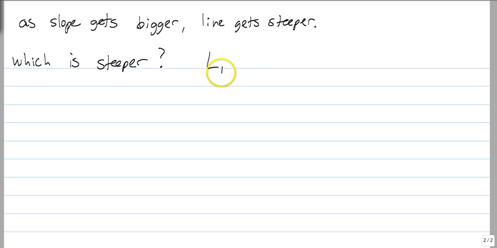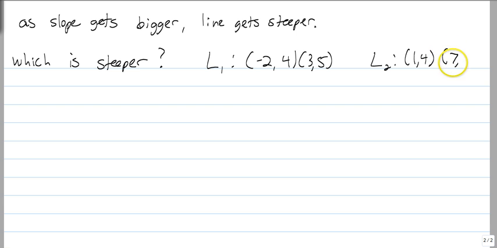So I'm going to give you an example, which is steeper. We have a line 1 with the points -2, 4 and 3, 5, and we have a line 2 that has the points 1, 4 and 7, 5. So if you want to try to find the two slopes and tell me which is steeper, pause the video now and see if you can do it first. Otherwise, just follow along. I'm again writing the points out so I can do my jumps.